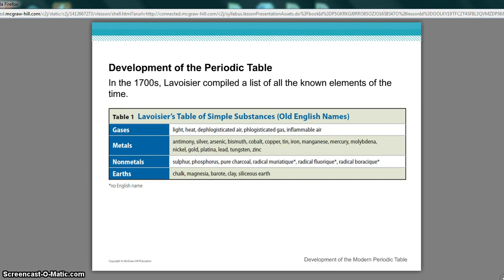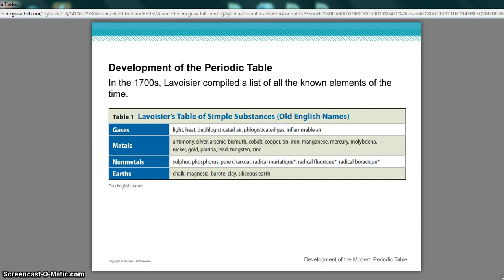know of today. So the first real list of all the elements that were known came in the 1700s with a man named Antoine Lavoisier, and he basically took all of the 33 elements that were known at the time and he put them in a table divided up by the type. So he said there were gases, there were metals, there were nonmetals, and there were earths, whatever that particular term meant at the time. So that was really the beginning of developing a periodic table.